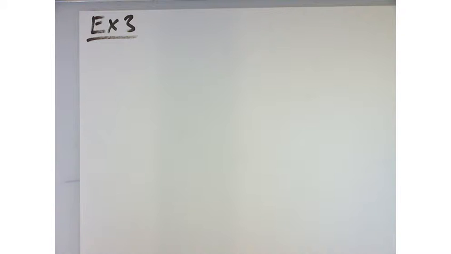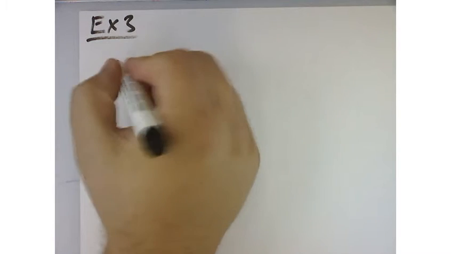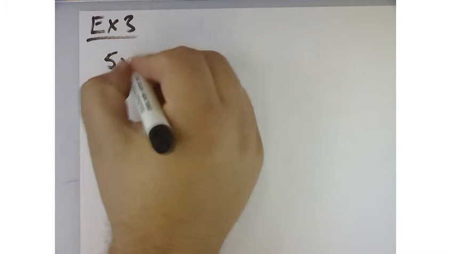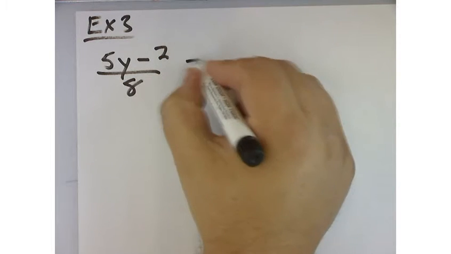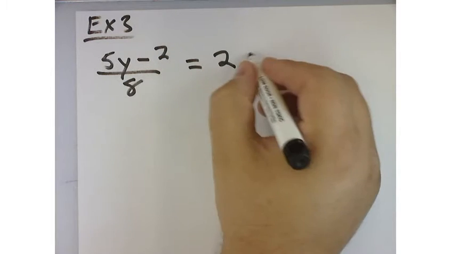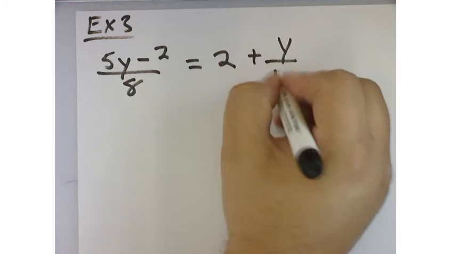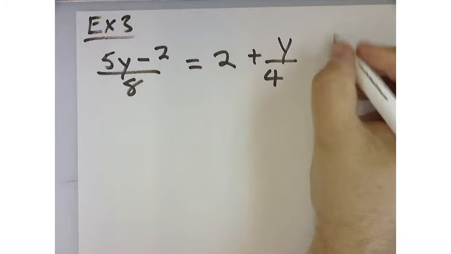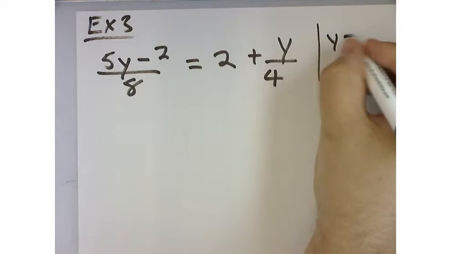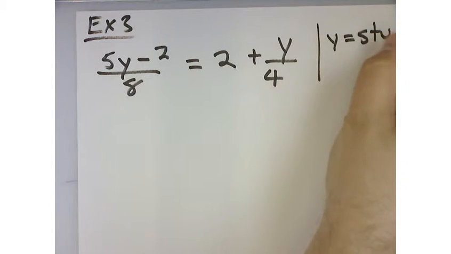Okay, so for example number 3, we are given this problem: (5y - 2)/8 = 2 + y/4. Again, our goal is to get y by itself and all the other stuff on the other side. But man, that looks kind of hard, doesn't it?